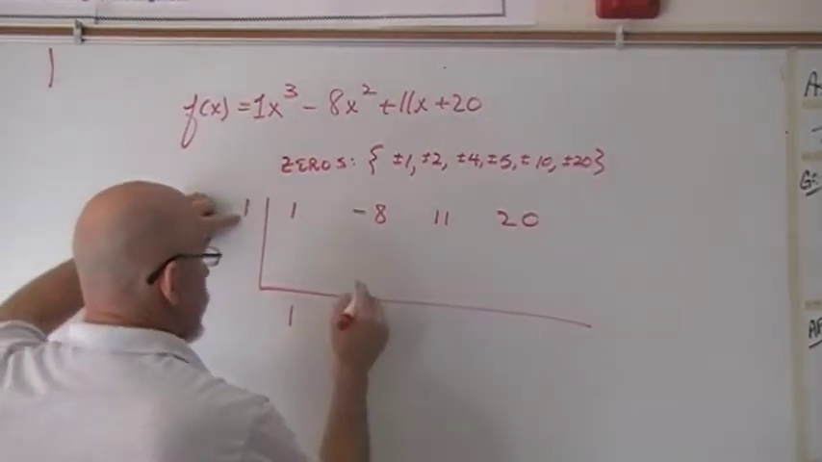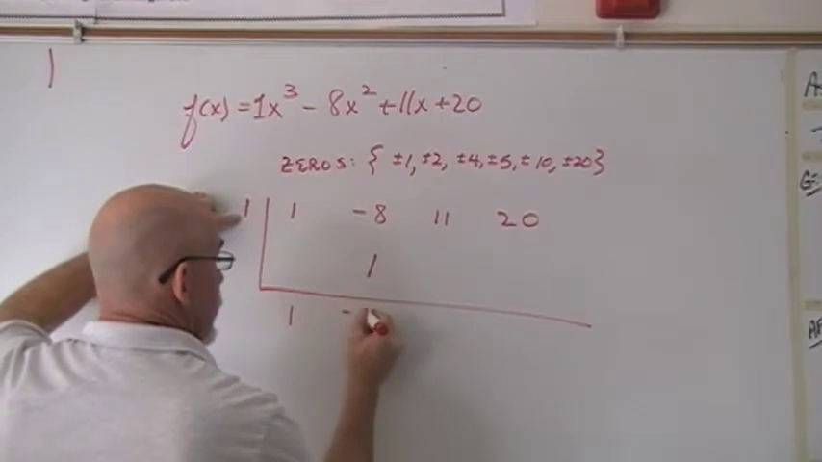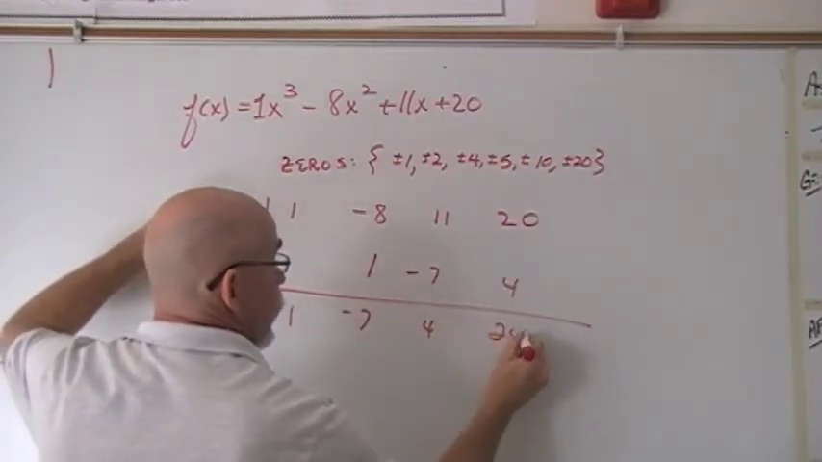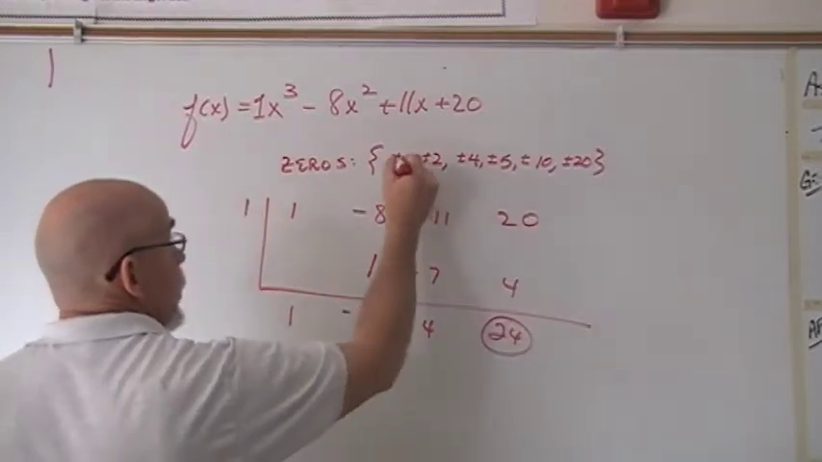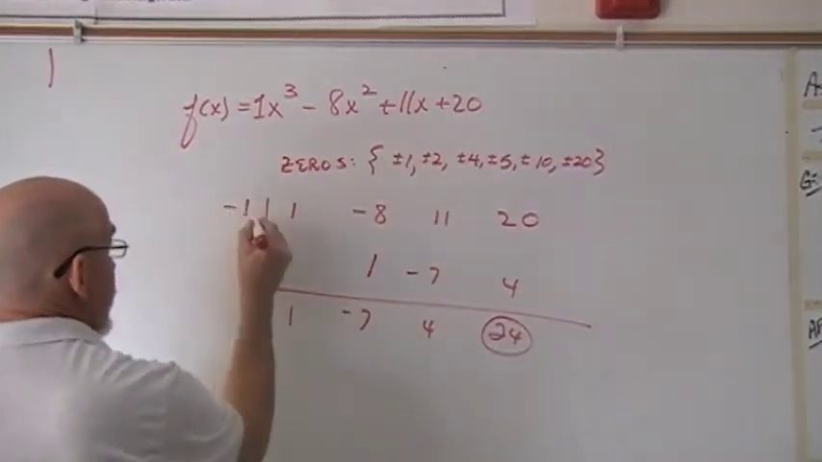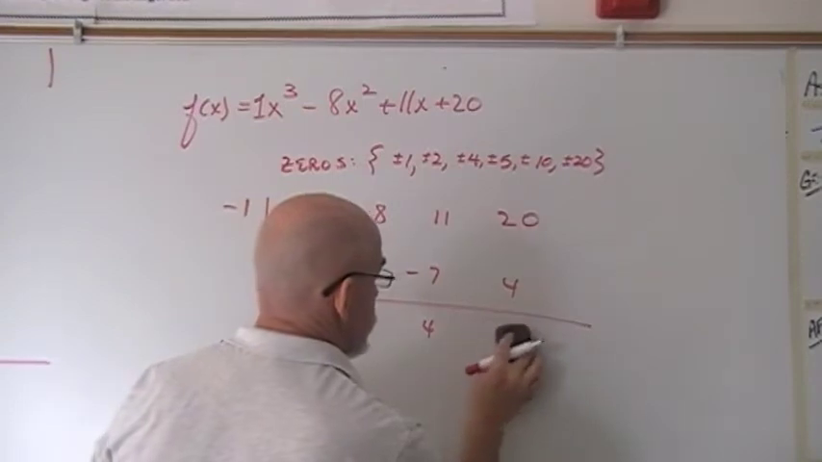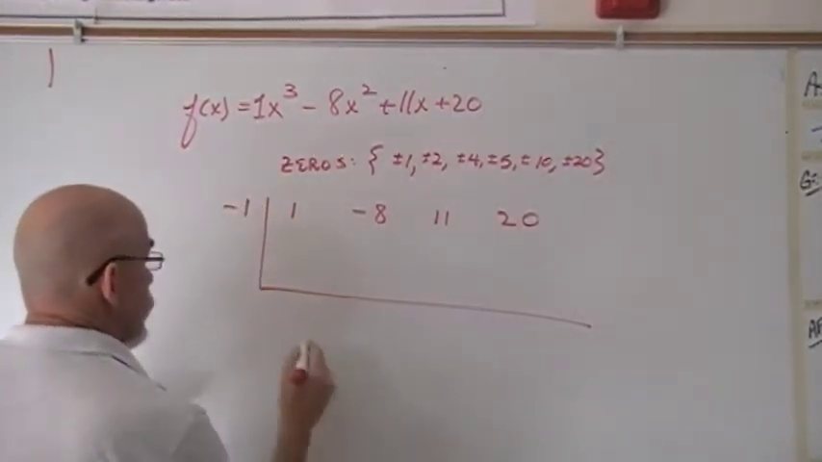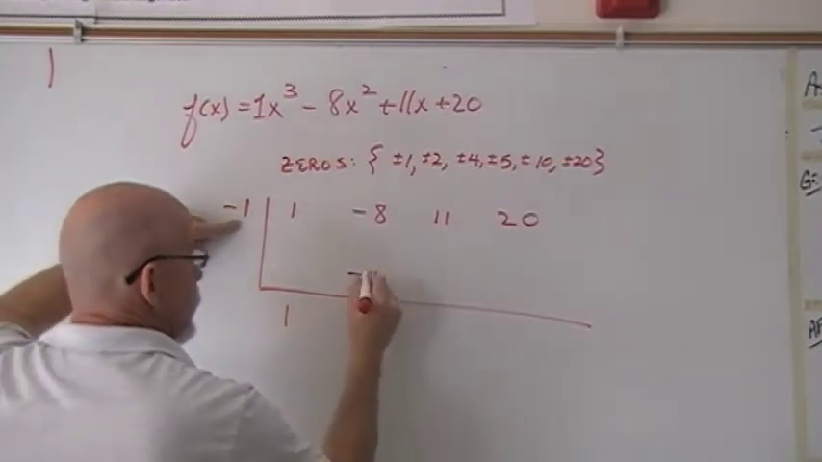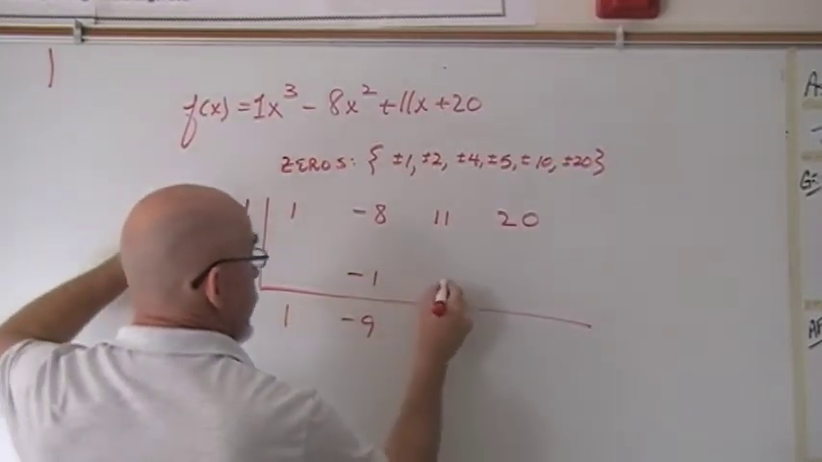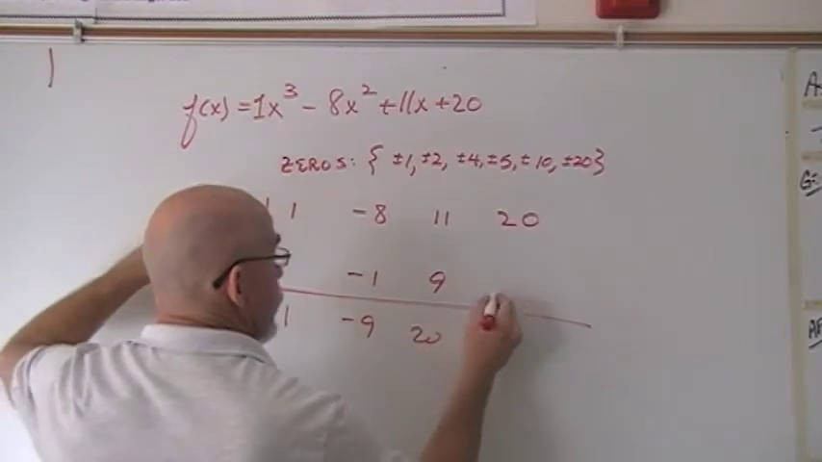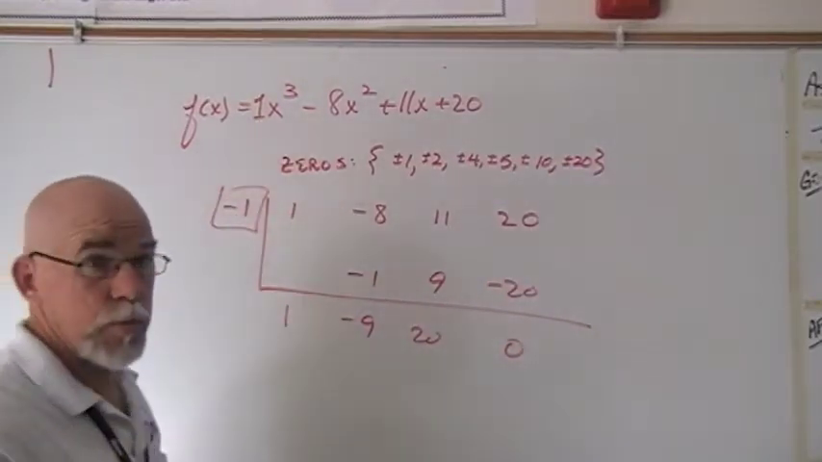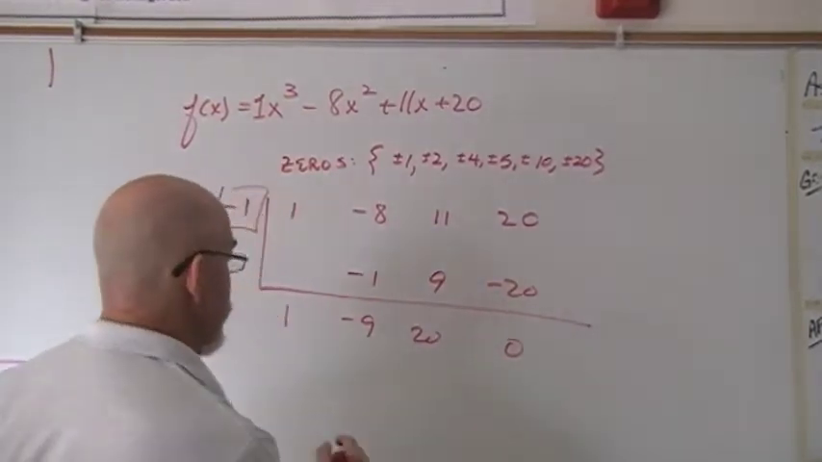Let's see. 1 times 1 is 1. Negative 7, negative 7, 4, 4, 24, not a 0. So we can eliminate the positive 1. Well, what about negative 1? We go through the same process again. Negative 1, negative 9, positive 9, 20, negative 20 adds to 0. Ding, ding! Negative 1 is a root. So we know we have a factor now.